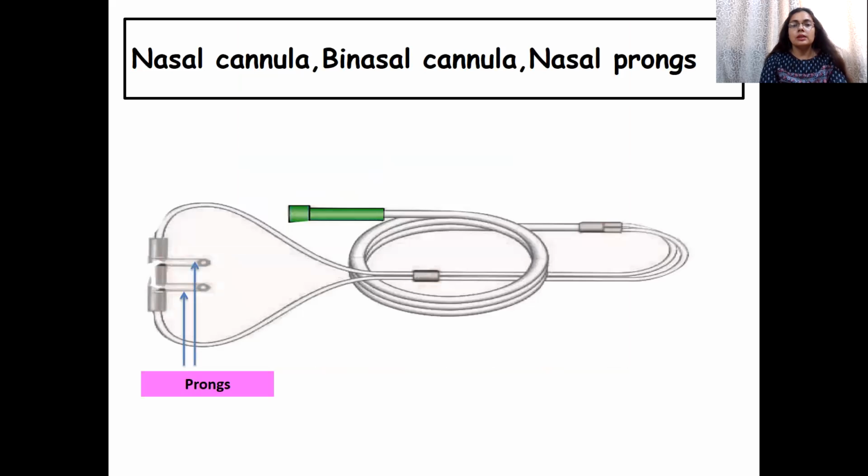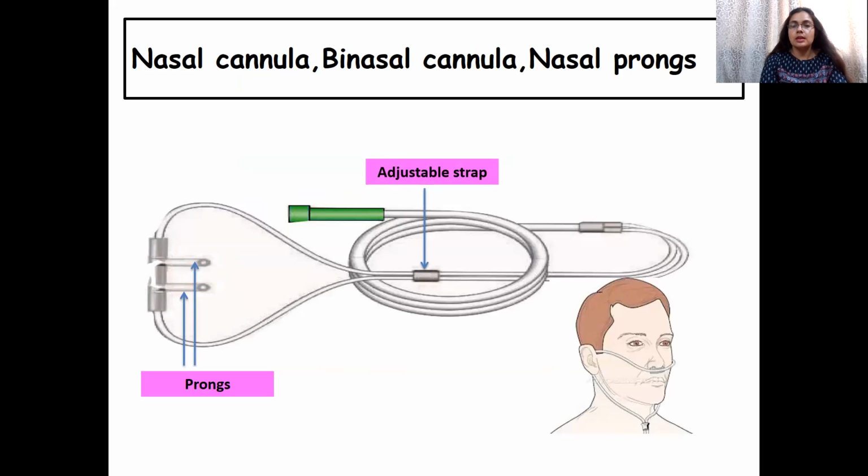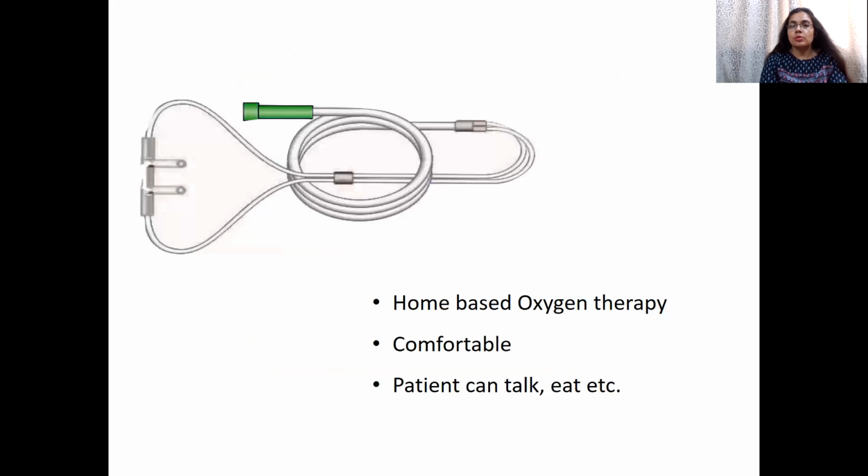This can be used in the hospital as well as the home-based settings. These are the two prongs which enter into the nostrils. The strap can be adjusted and can easily be worn by the patient. It avoids the oral cavity, so the patient can talk and eat comfortably with this device.